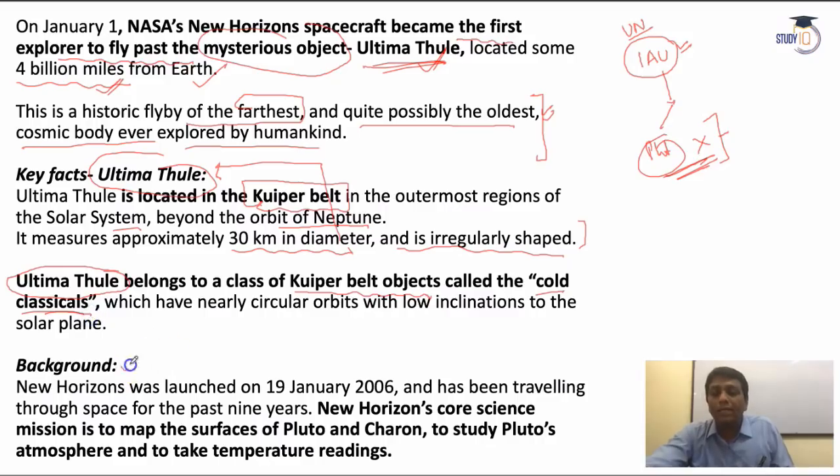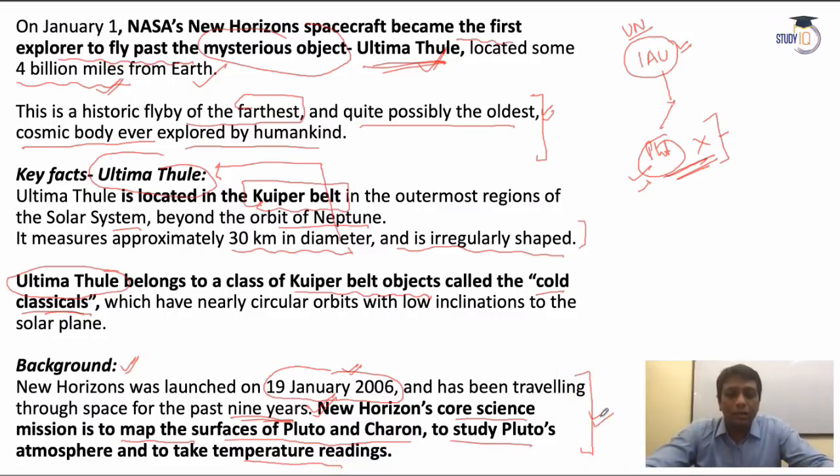What is the background of New Horizons? It was launched on 19 January 2006 and has been traveling through space for the past 9 years. The most important information: New Horizons' core science mission is to map the surface of Pluto and Charon, study Pluto's atmosphere and take temperature readings in that region, which has a very low temperature.